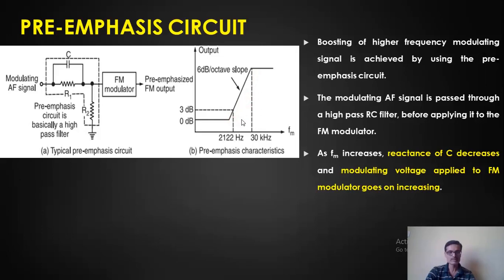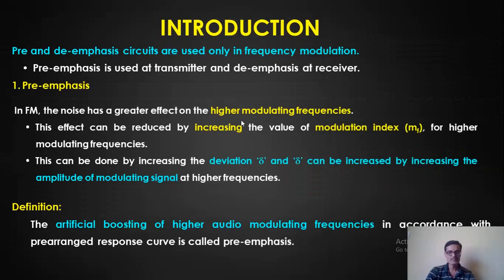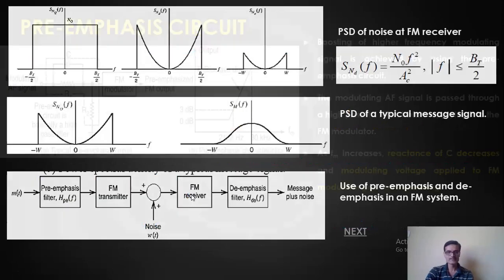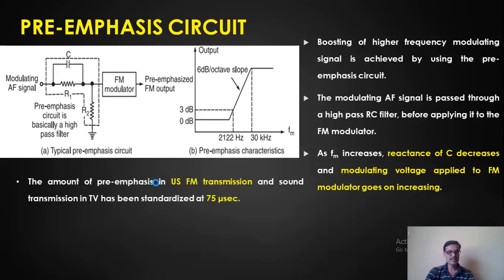As I told in the previous slide, in the definition of pre-emphasis, just look at this: the artificial boosting of high frequency audio modulating frequencies in accordance with the pre-arranged response curve. The pre-arranged response curve is this once again. So this is a pre-arranged response curve, okay. These are all the standard frequencies they are using, about 2122 hertz, okay. This is the 3 dB point for which my filter is actually designed, okay.